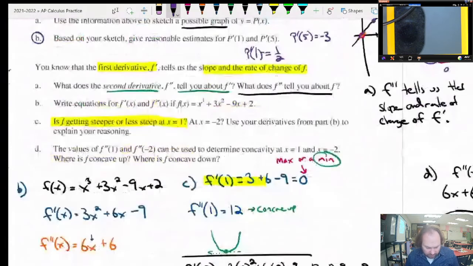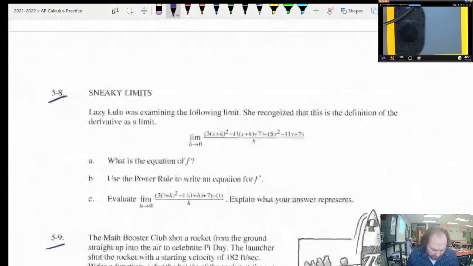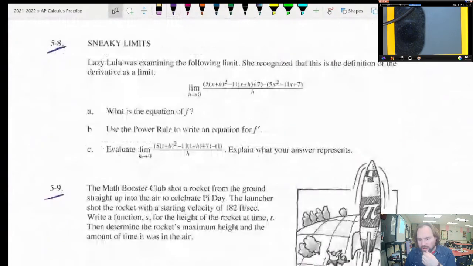Okay, let's keep pressing on. We are going to eventually do every problem on this except for number 11, so we have 3 more problems to do. We're already at the 24-minute mark, but I'm just going to keep pressing forward. 5-8, Lazy Lulu was examining the following limit. She recognized this is the definition of a derivative as a limit. Very powerful thing to recognize, Lazy Lulu. We're not going to need a calculator for this problem.